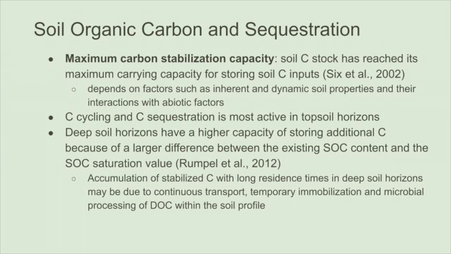In general, carbon cycling and carbon sequestration is most active in topsoil horizons, where stabilized carbon with longer turnover times makes up a greater proportion of the total soil organic carbon found in deep soil horizons. Soils at greater depth have a higher capacity of storing additional carbon compared to topsoils, because of a larger difference between the existing soil organic carbon content and the soil organic carbon saturation value. The accumulation of stabilized carbon with long residence times in deep soil horizons may be due to continuous transport, temporary immobilization, and microbial processing of dissolved organic carbon within the soil profile.